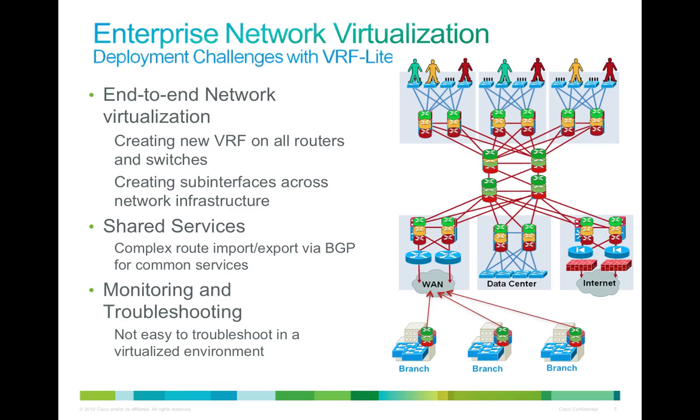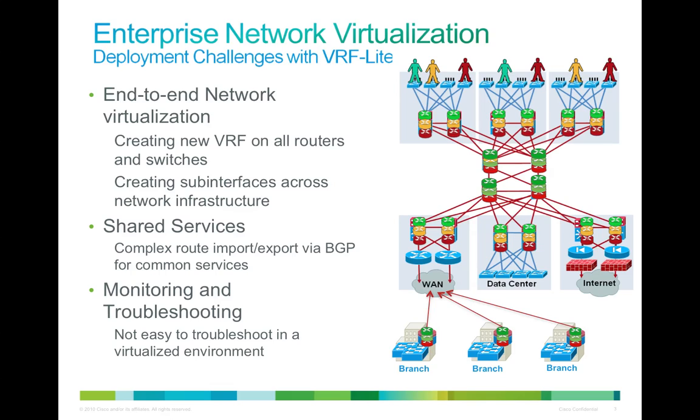Each VRF needs to be configured on all routers and switches across the physical infrastructure, and this is accomplished using sub-interfaces, one for each virtual network. Sub-interfaces on a .1Q trunk are assigned to a VRF network defined in the global configuration, and that is applied to each trunk.